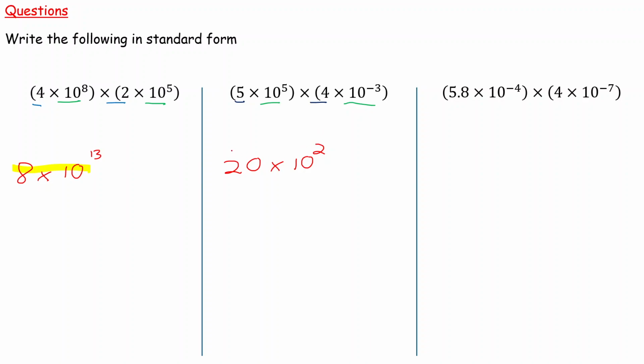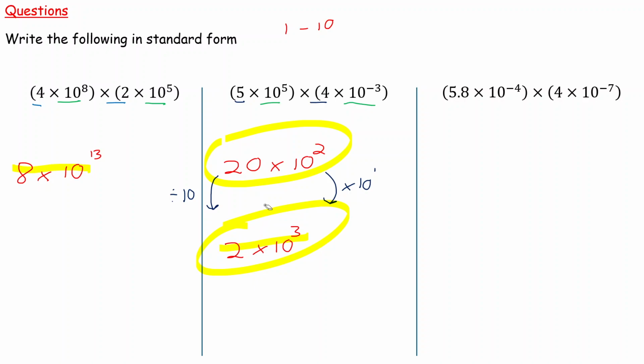Is that correct? It isn't, because this number, again, is not between 1 and 10. So to get 20 to become between 1 and 10, you've got to divide that 20 by 10, which means you times this 10 squared by 10 to the power of 1, or just 10, they mean the same thing. 20 divided by 10 is equal to 2, and we're timesing that by 10 squared times 10 to the 1. Add the powers, 2 add 1 is equal to 3. So there we go. Again, this and this have exactly the same value, but this one is in standard form, because your first number is between 1 and 10, which is really, really important.